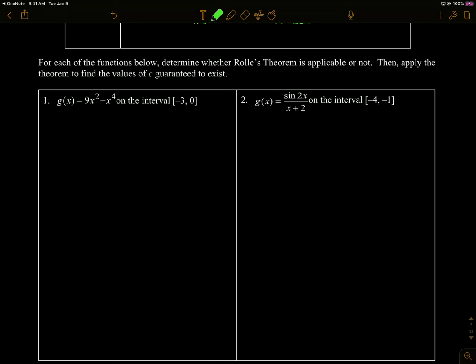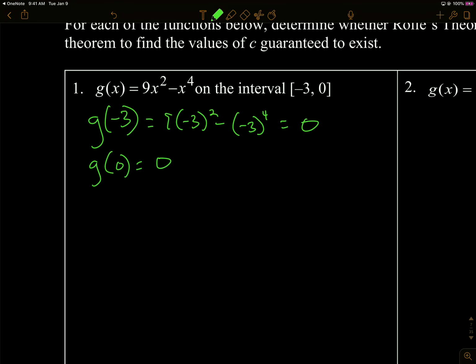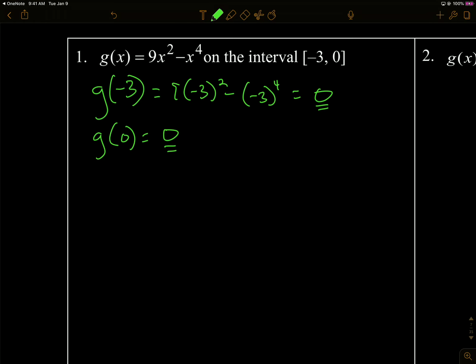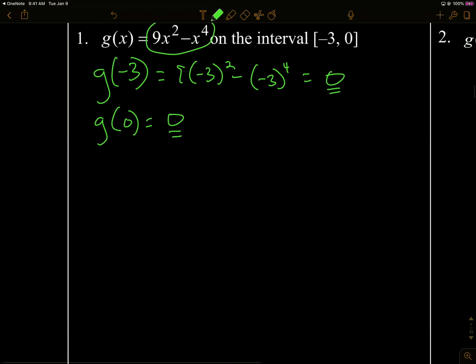So first of all, let's look at the endpoints and make sure they're the same. So g of negative 3, when I plug that in, I get 9 times negative 3 squared minus negative 3 to the 4th. That's going to be equal to 0. And g of 0 is equal to 0. So there we go. We've got the same y values for our endpoints. So that means it will work as long as it's continuous and differentiable. Well, g of x is a polynomial, so that's continuous and differentiable for all reals.